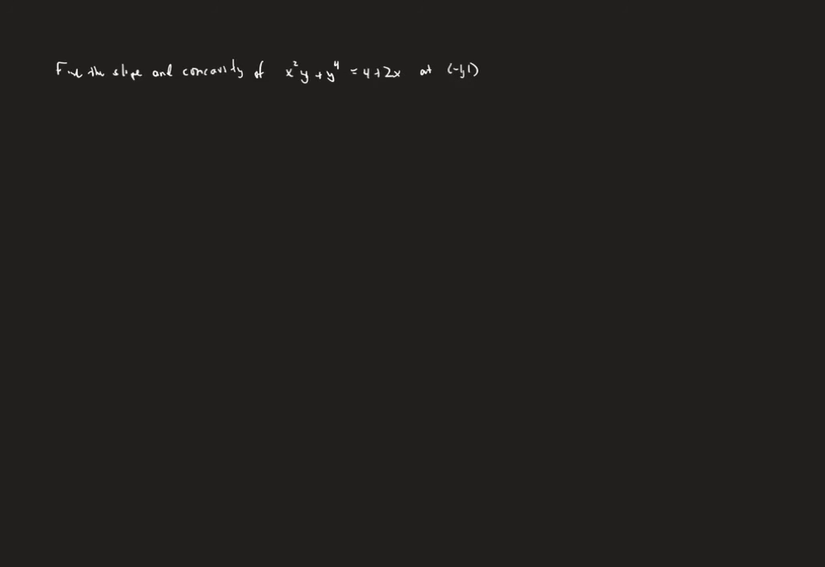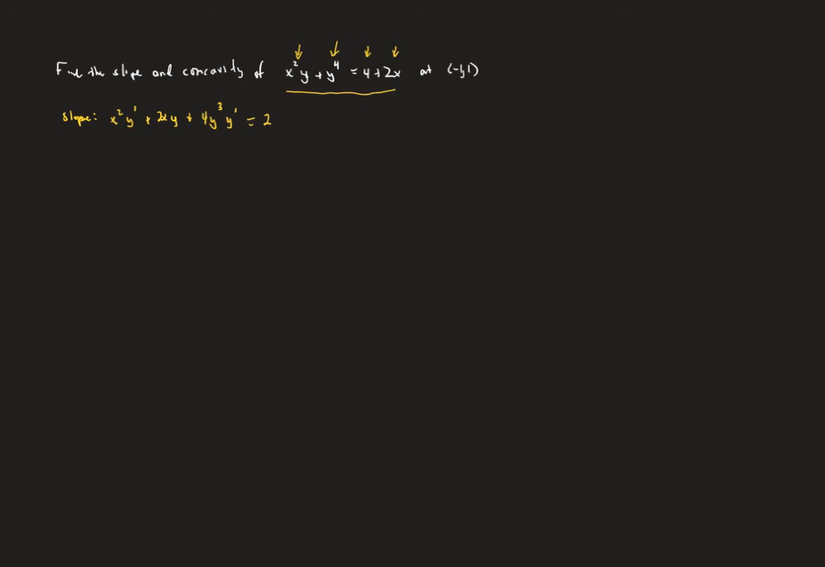So first the slope part. When we're looking for slope, we want to find the derivative. So differentiating here, we're going to first do a product rule on that term. So there's the first times the derivative of the second, plus the second times the derivative of the first. Then we have a chain rule derivative on the y to the fourth. So that'll be 4y to the third times y prime, the derivative of the inside function. On the right side, the derivative of 4 is 0, and the derivative of 2x is just 2.